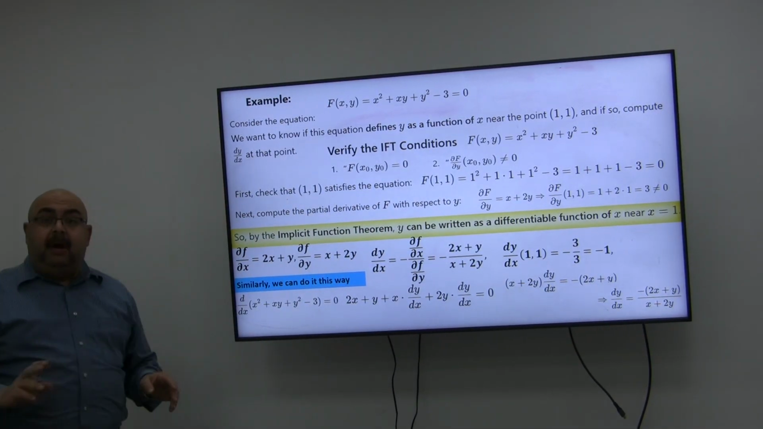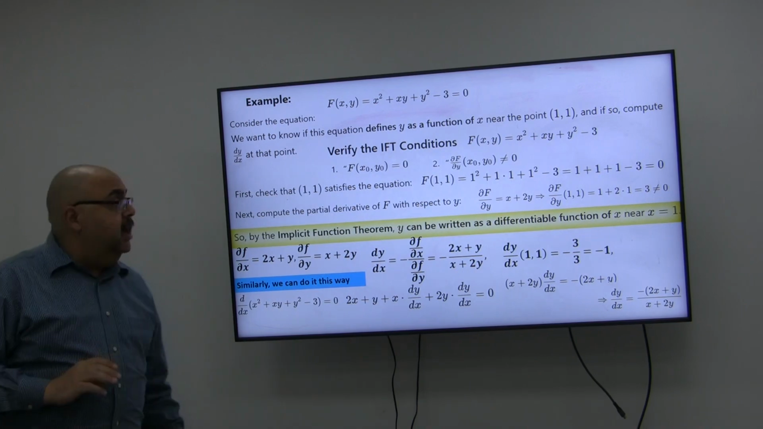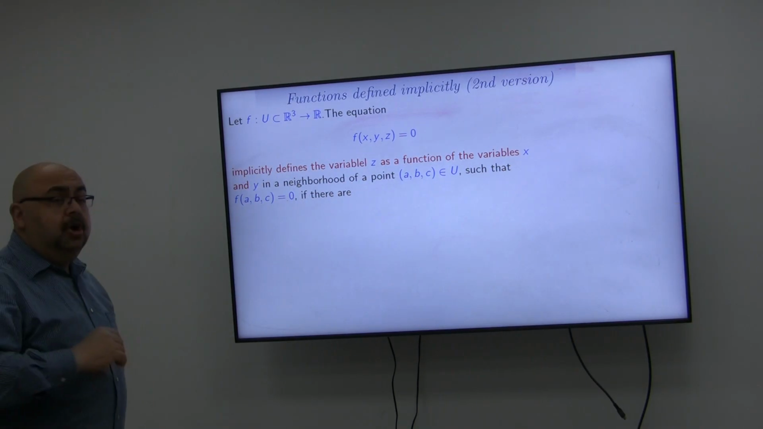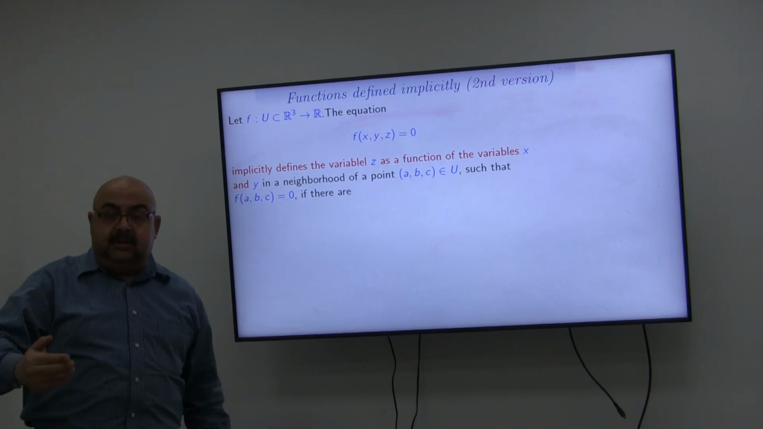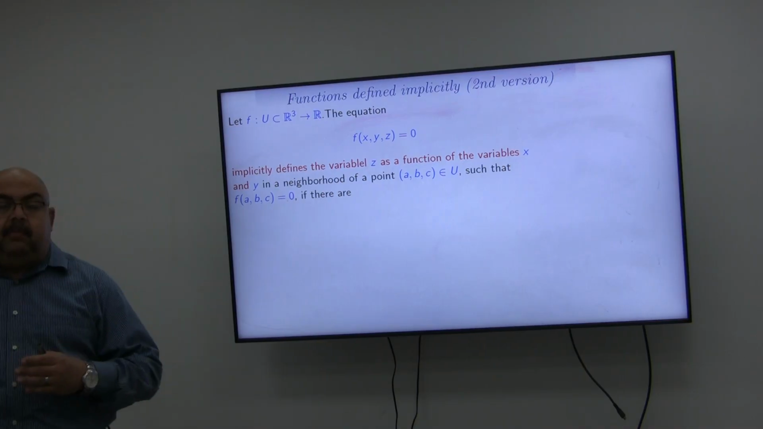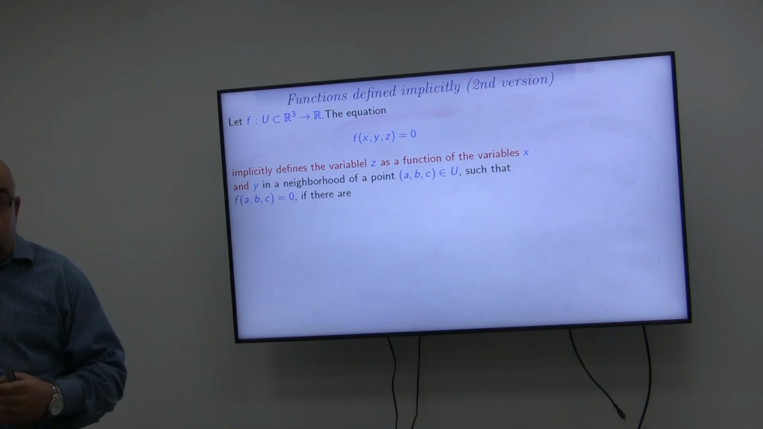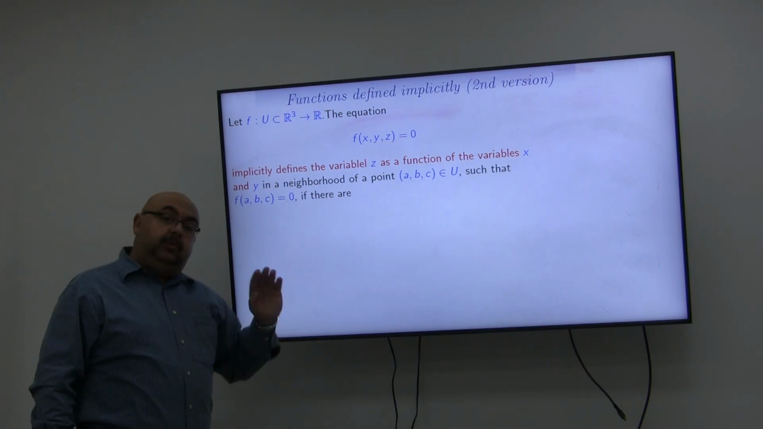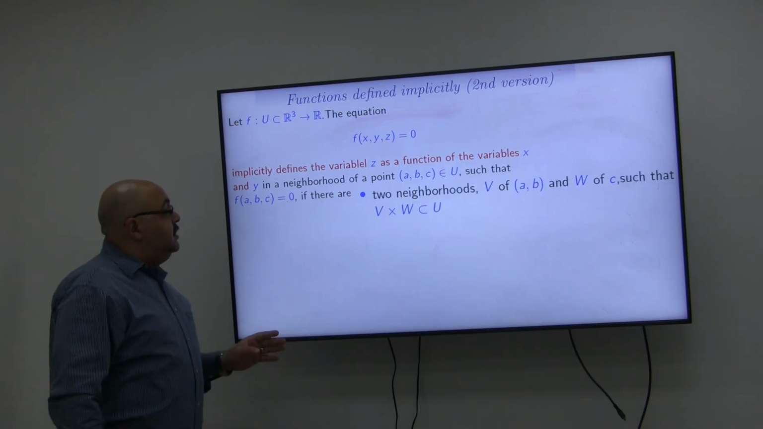This is also a very successful method in order to get the derivative of your function. So that's about the implicit function theory, f from R2 into R. The definition can be extended. Instead of from R2 into R, I can deal with it from R3 into R also. And this is a generalization of what we went through in the previous slide.